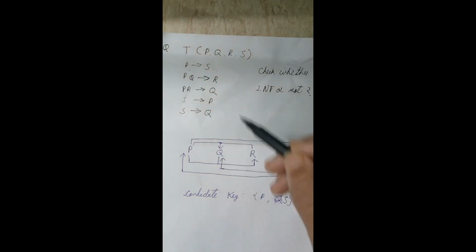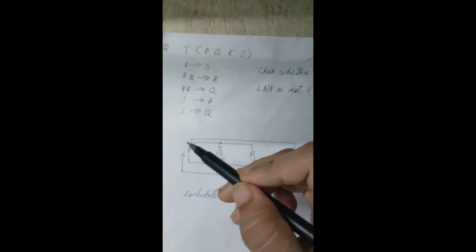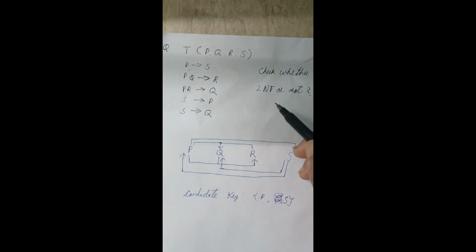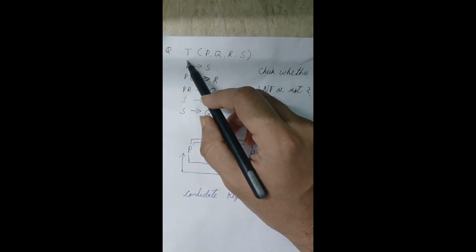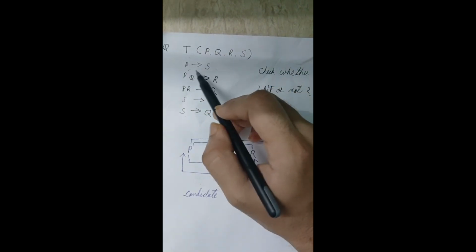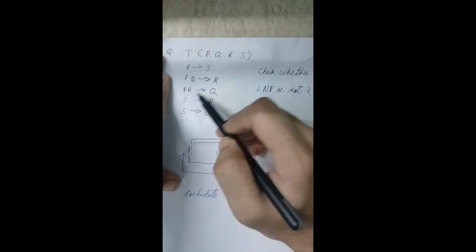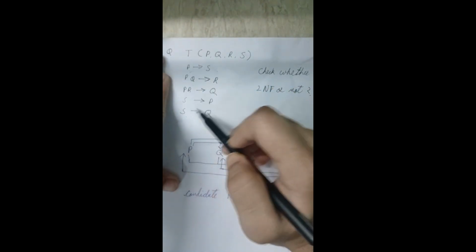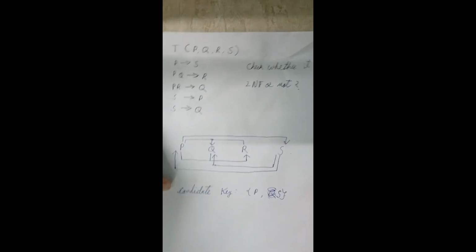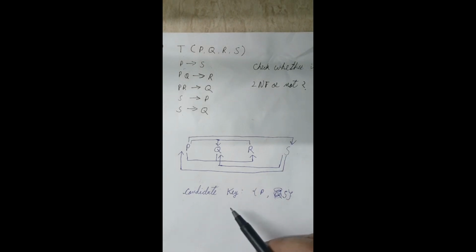To understand 2NF better, let's take an example. A similar type of question can also be asked in your university exams. Here the relation T is given, which contains four variables and has some functional dependencies: P to S, PQ to R, PR to Q, S to P and S to Q. We have to check whether it is in 2NF or not. For that we will first find the candidate key.